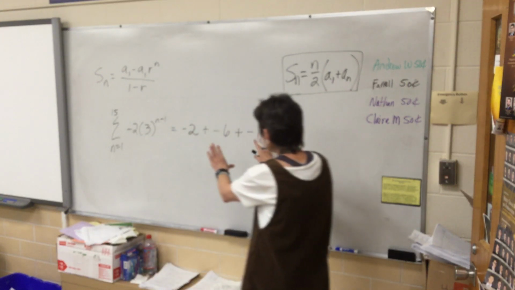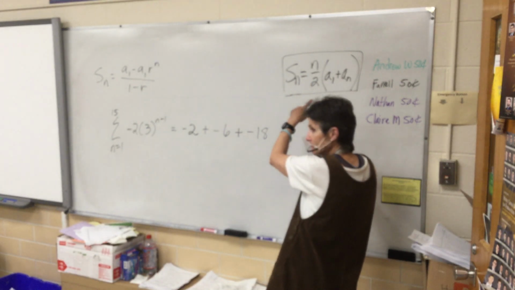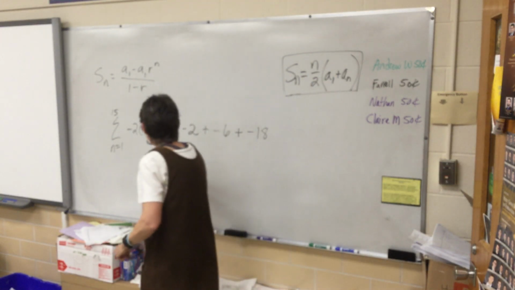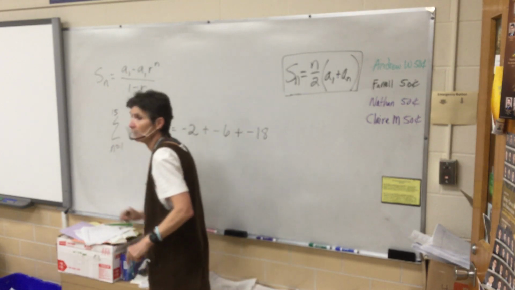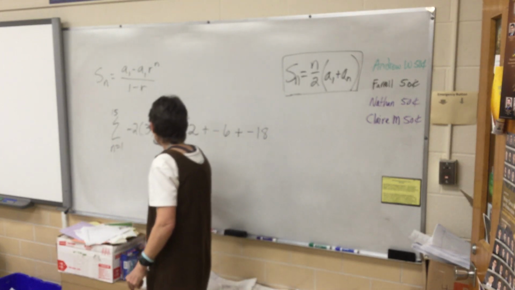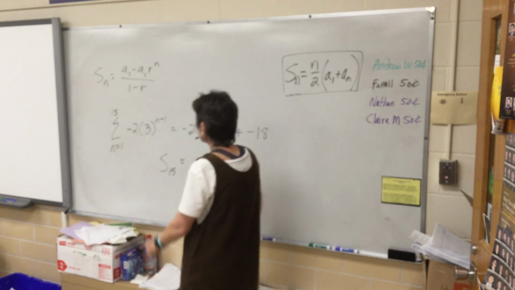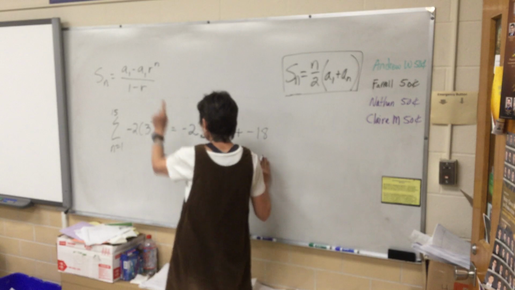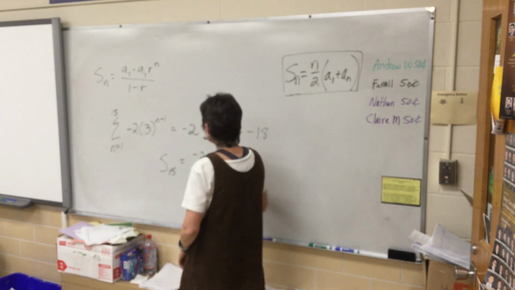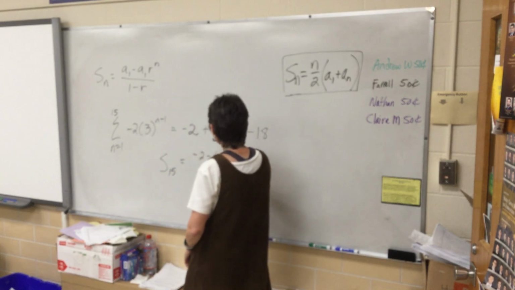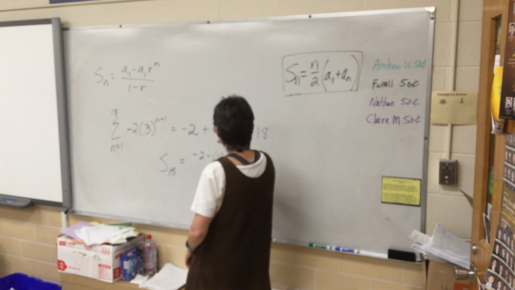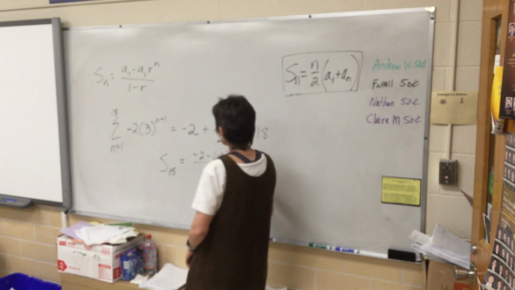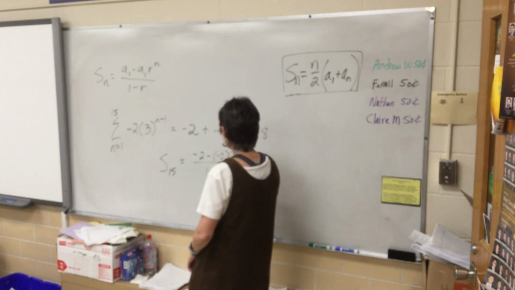Now, because it's geometric, you will not be using that formula. You'll be using this one. How many terms am I adding up? 15. So the sum of 15 terms, according to our new formula, is the first term, which is -2, minus the first term times the ratio to the 15th over 1 minus the ratio.